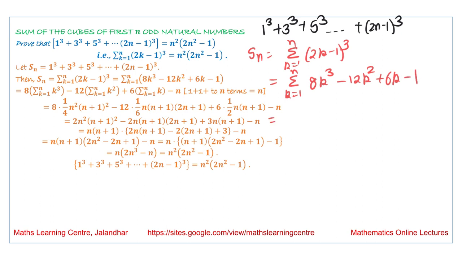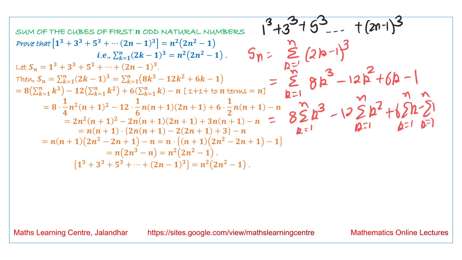It is a finite sum, so we can write it as 8 sigma k cube, k equal to 1 to n, minus 12 sigma k square, k equal to 1 to n, plus 6 sigma k, k equal to 1 to n, minus sigma 1, k equal to 1 to n. Now we know the formula for all these terms. This is equal to 8 into 1 by 4 n square into n plus 1 square, then minus 12 into 1 by 6 n into n plus 1 into 2n plus 1.